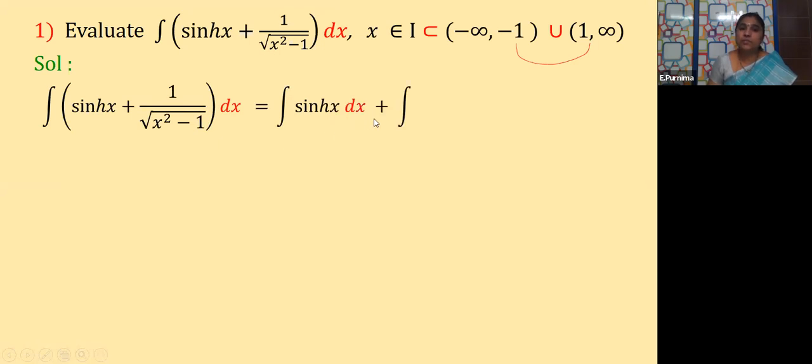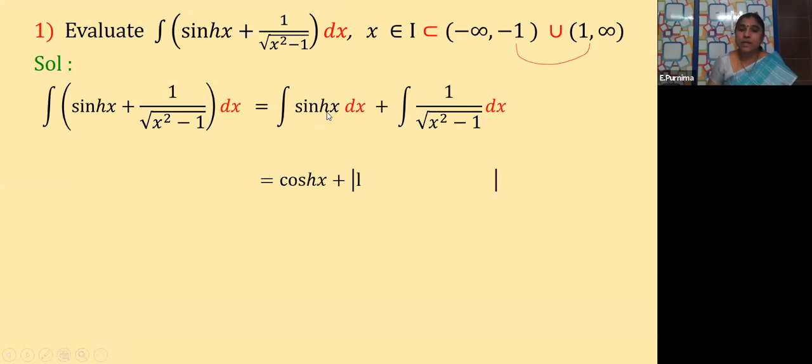The integral of sinh x dx plus 1 by under root of x square minus 1 dx. We are splitting them into two integrals. For this function we have a formula directly. What is the integral of sinh x? Just now I have shown you: cosh x.